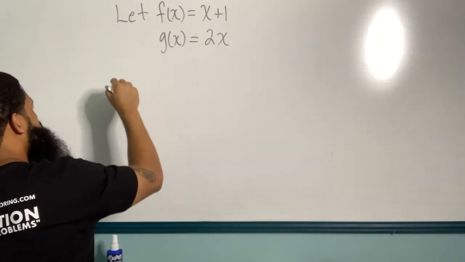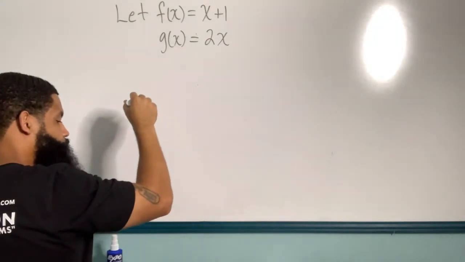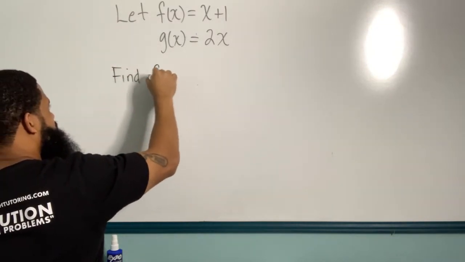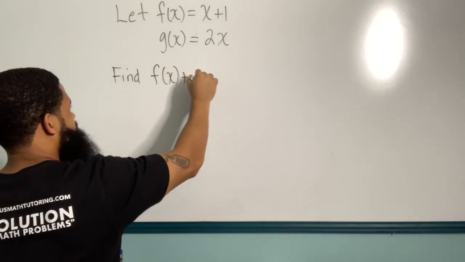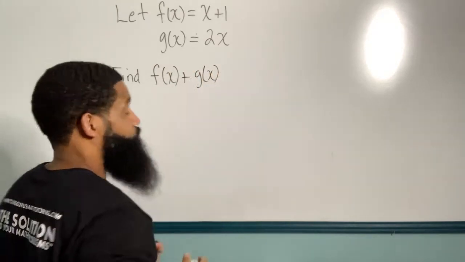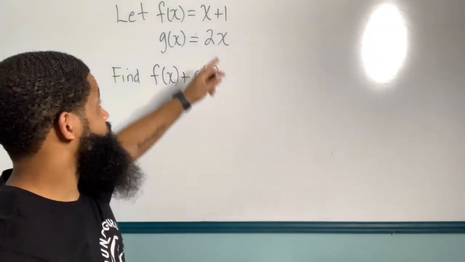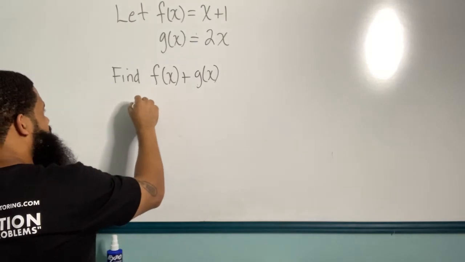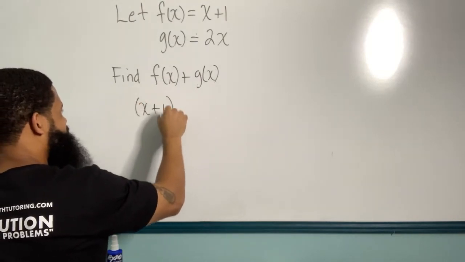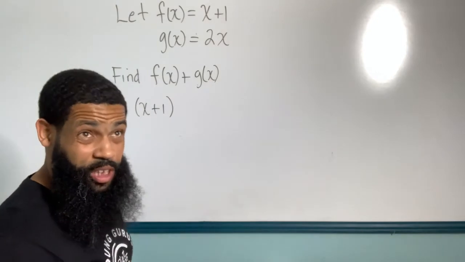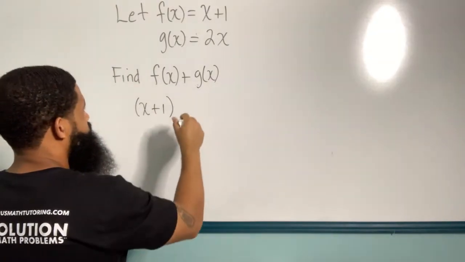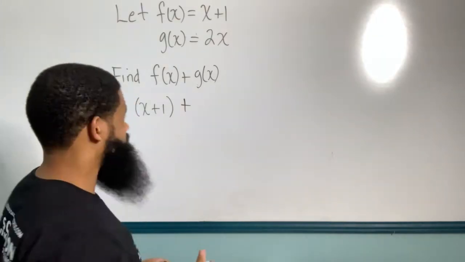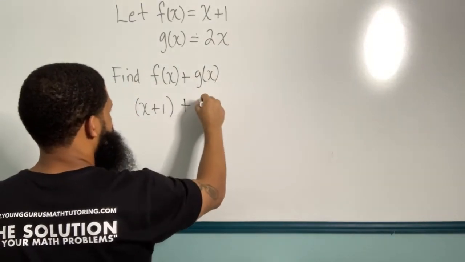In this first case, I want to find f of x plus g of x. All we're going to do is take the function f of x and then add the function g of x. So it really looks like this. We're going to have x plus 1, and you don't have to put it in parentheses, but I would suggest it just to keep you safe when you start getting into adding negative values and things like that. So plus g of x is equal to 2x.